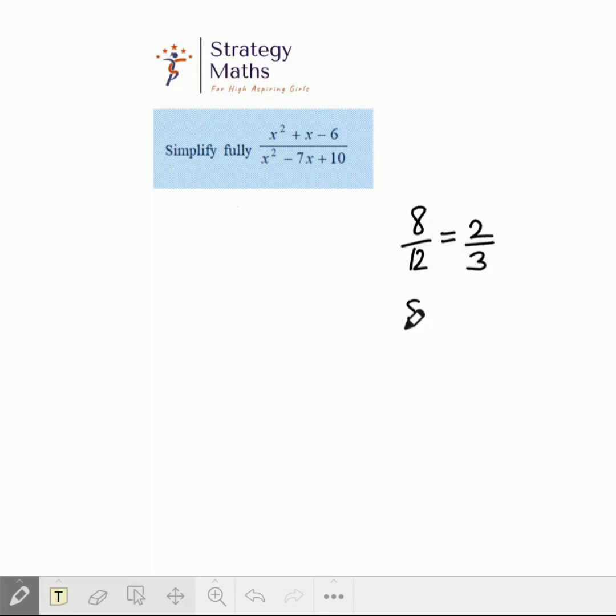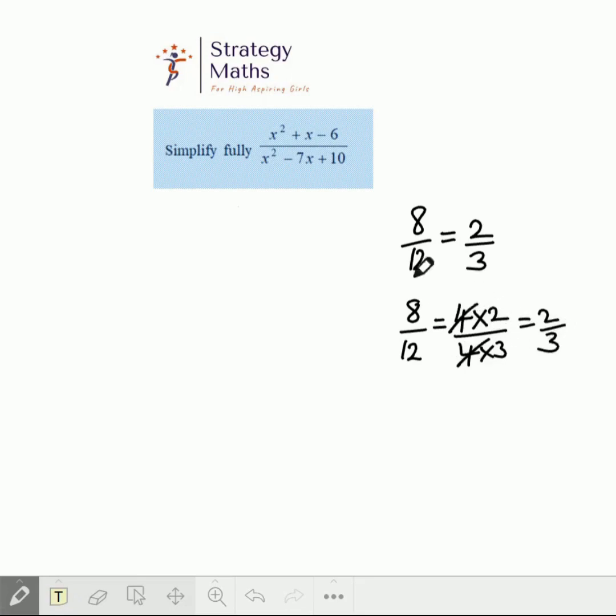Now let's consider writing the numerator and the denominator in factored form. So 8 becomes 4 lots of 2, and 12 becomes 4 lots of 3. In this factored form, we can see that we can cancel out the factor of 4 on the top with a factor of 4 underneath. So we end up with 2/3 as before.